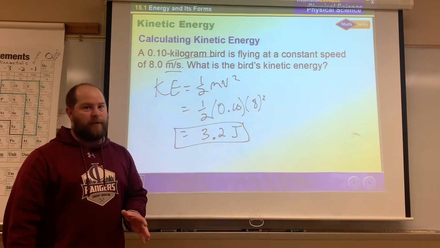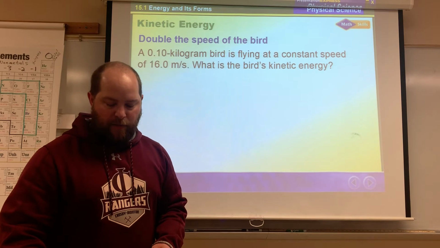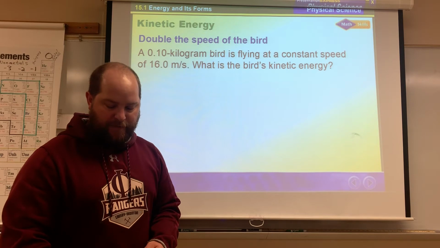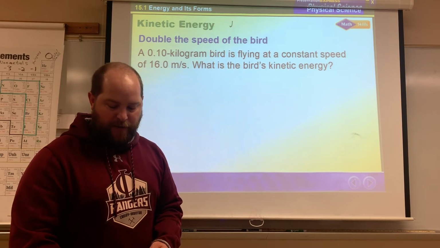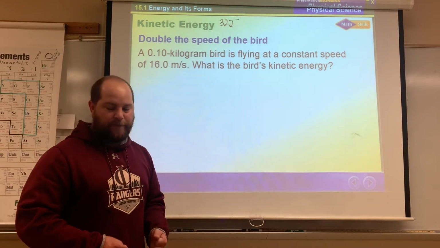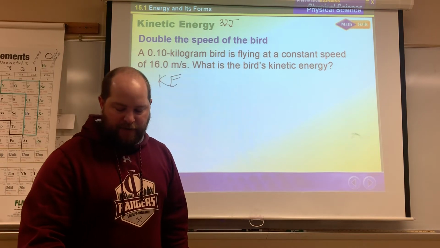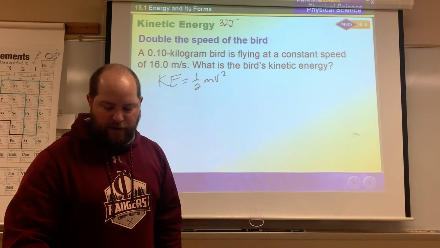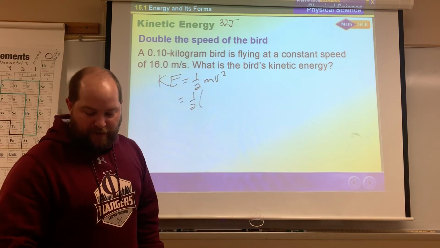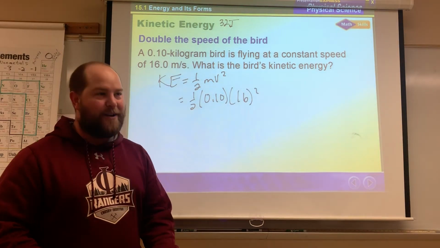So remember that, 3.2, because now we're going to solve this problem where we doubled the speed. And actually, let me do a reminder here, 32 joules, okay? That was for the bird going half the speed. So now let's solve this problem here. We got kinetic energy equals 1/2 mv squared. 1/2. The mass is still 0.1. Velocity is 16 squared.